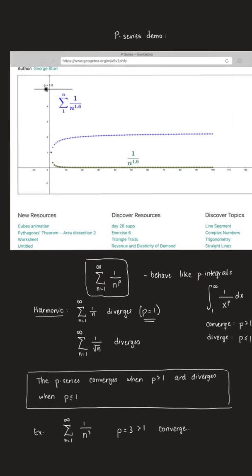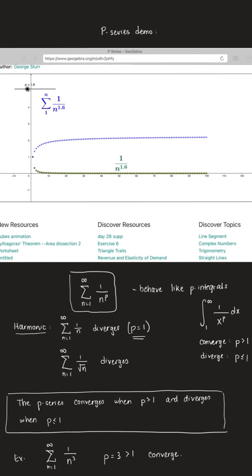What you see here in green is the function itself, like 1 over x to the 1.6. But in blue, the little plus values are the partial sums of the series. So the green is the terms, the blue is the series itself, the partial sums. Remember that convergence means if the limit of the sequence of partial sums approaches a value, the series will converge. Now, for p equals 1.6, you can see that those partial sums seem to be approaching just something over 2. We won't know what it is, but they are converging.